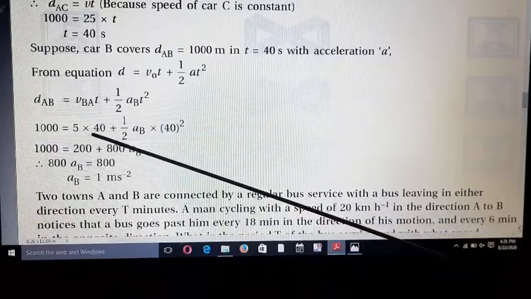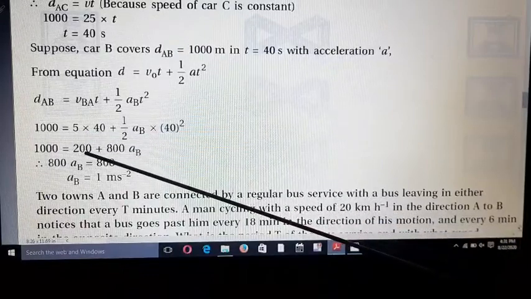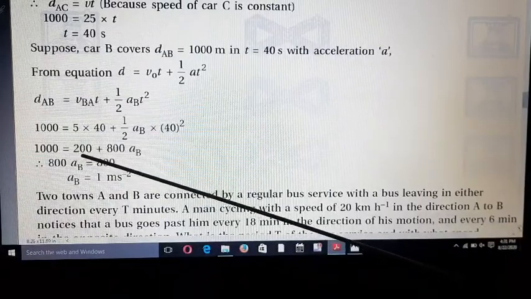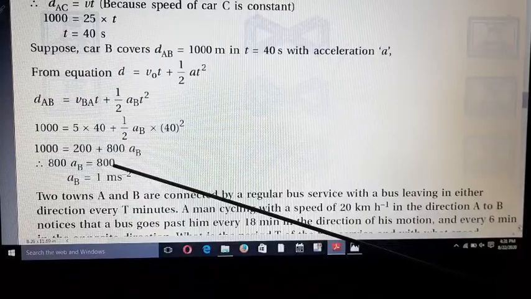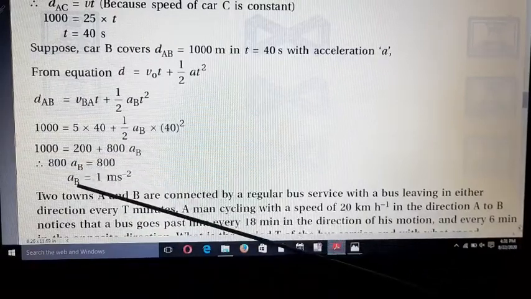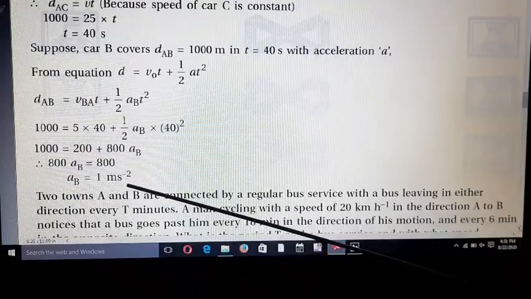Here 5 cross 40 means 200. This 200 moves to the left hand side. So 1000 minus 200 means 800. So 800 aB is equal to 800, which means aB is equal to 1 meter per second square.